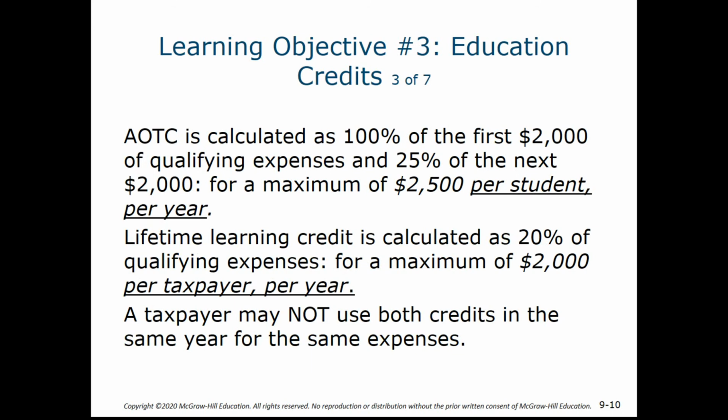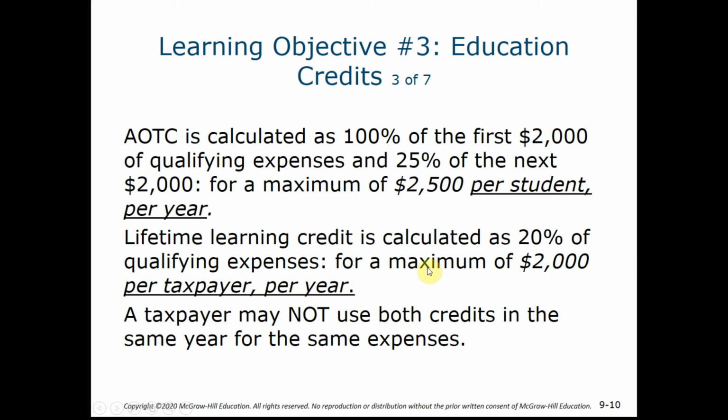So the AOTC, that's the more generous one. That's for the first $2,000 of qualifying expenses, tuition for example, and 25% for the next $2,000, for a maximum of $2,500 per student. So for example, if a taxpayer in their second or third year of college incurred $4,000 of tuition expenses, then their credit would be $2,500. $2,000, the first $2,000 plus 25% of the additional $2,000.